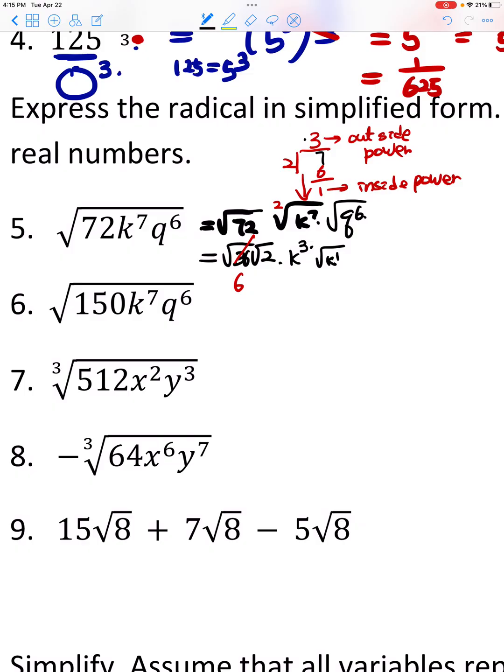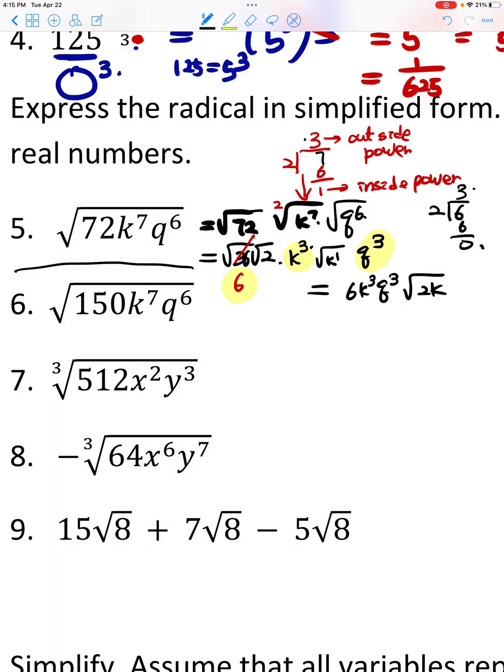I'm going to do the same thing for the 6th power. 6 divided by 2, I get the third power. I do not have any remainder, so q to the third is outside. Now I have to put together the outside and inside of the radical. So I'm going to write down all the outside together, which is 6k cube q cube, and inside is 2k. Okay, that's number 5.